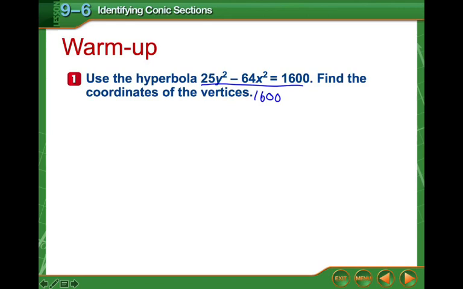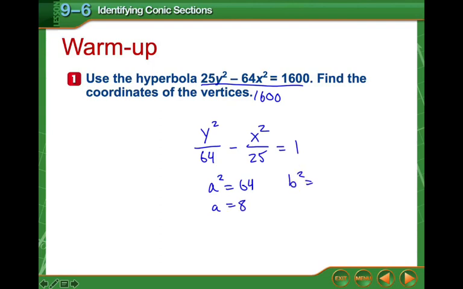25 divided by 1600, ironically, is 64. So that turns into 1/64th for the first fraction, or y squared over 64. And again, we just said that 25 goes into 1600 64 times. So then 64 goes into it 25 times. So this other fraction, x squared over 25, equal to 1. So now we have what a squared is going to be, 64, which means that a is 8, and b squared is 25, so b is 5.